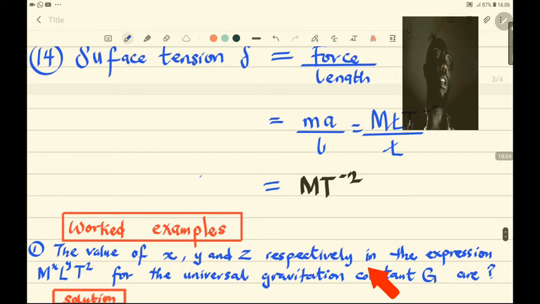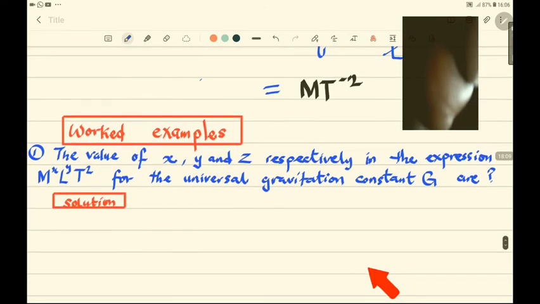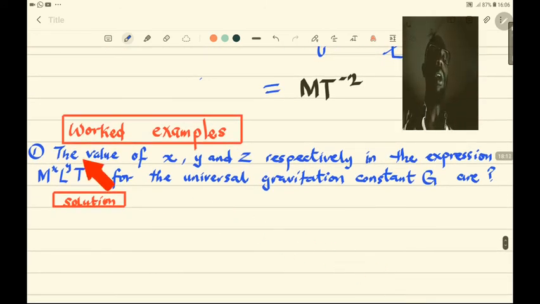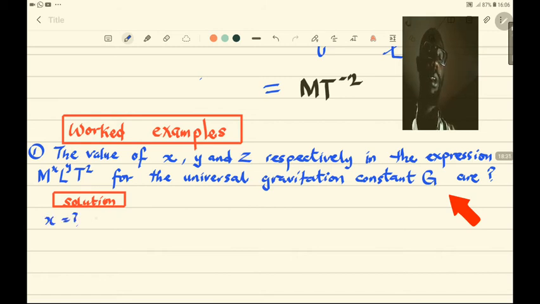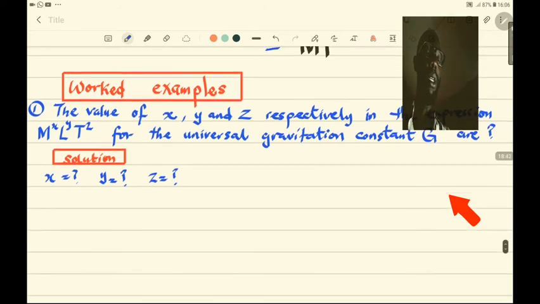So there could be some questions that have to do with analysis. Like we have a worked example here. They said the values of x, y, and z respectively in the expression M^x L^y T^z for the dimension for the universal gravitational constant G are. So we are meant to find x, y, and z. So how do we go about that? This is what we do.